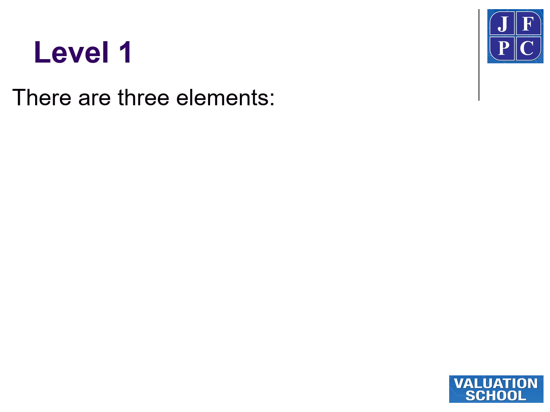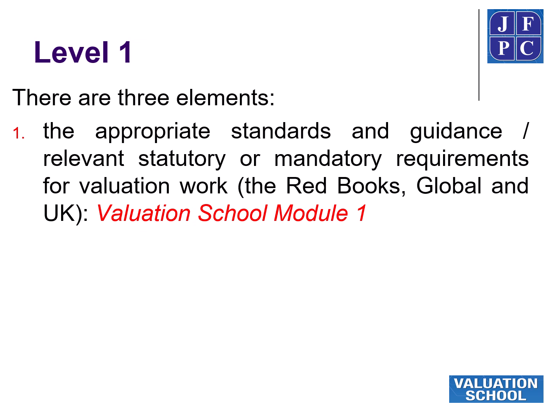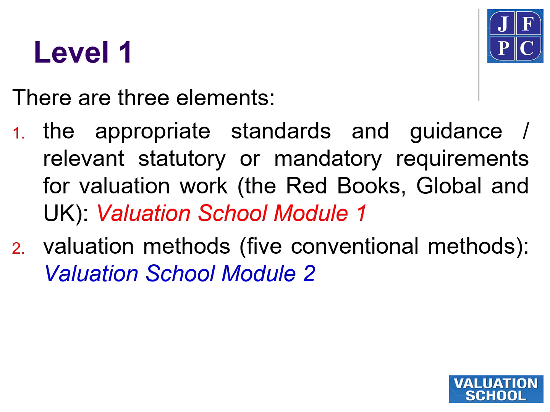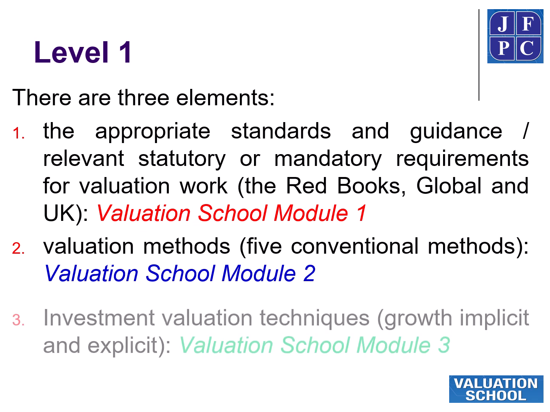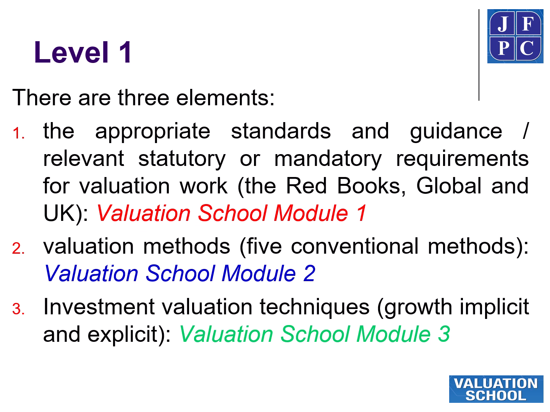Now under Level 1 there are three elements. Firstly, we've got the appropriate standards and guidance, and we've got the relevant statutory or mandatory requirements for valuation work. These are the Red Books. We've got the Global Red Book, and in the UK we've got the UK National Supplement. This is what is covered in Valuation School Module 1. Secondly, we've got valuation methods. We've got 5 conventional methods of valuation, and these are what is covered in Valuation School Module 2. And thirdly, we've got investment valuation techniques, both growth implicit and explicit. These are what are covered in Valuation School Module 3. Now this is the knowledge and understanding that you must have irrespective of whether you're aiming to achieve Level 2 or Level 3.